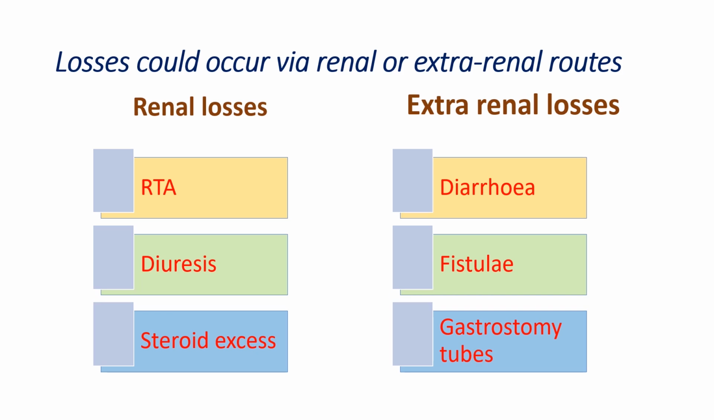With regards to the extrarenal losses, I mentioned earlier that the gastrointestinal tract is really rich in potassium. So most GIT fluids are rich in potassium. So any condition that will lead to the loss of GIT fluid can also lead to hypokalemia. For example, in patients who have diarrhea or any type of fistulae or suctioning gastrostomy tube, all of these situations have been found to be associated with hypokalemia because of the loss of gastrointestinal fluid.